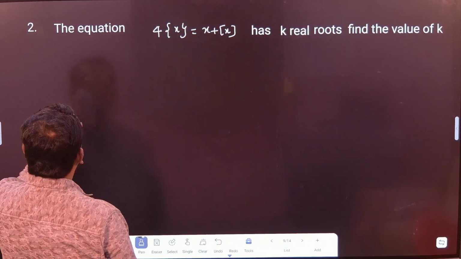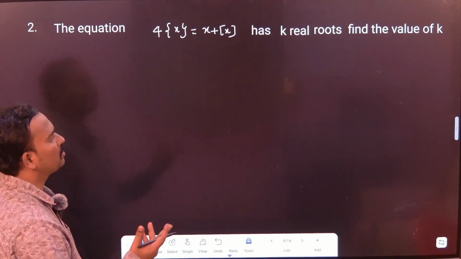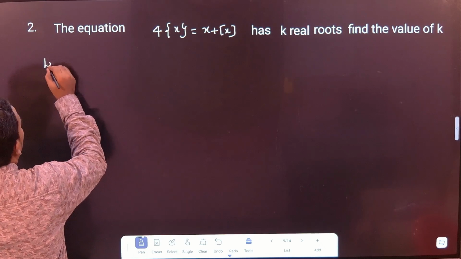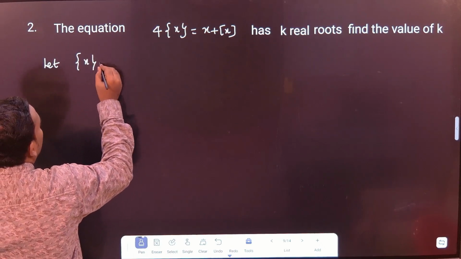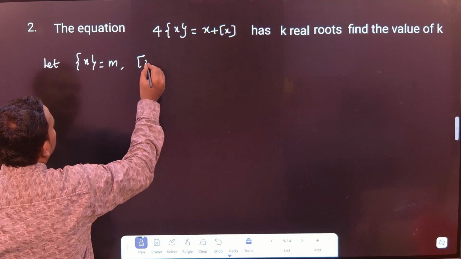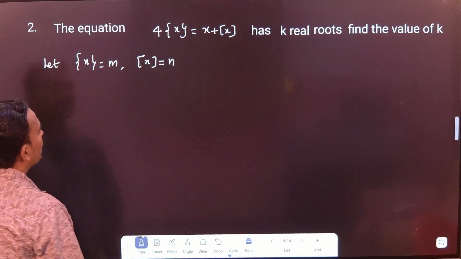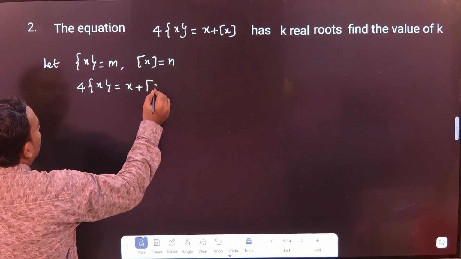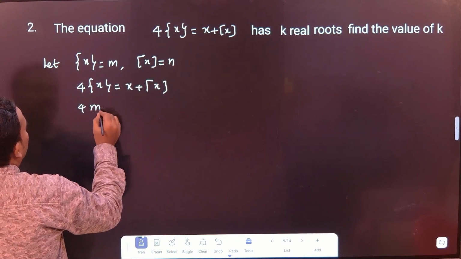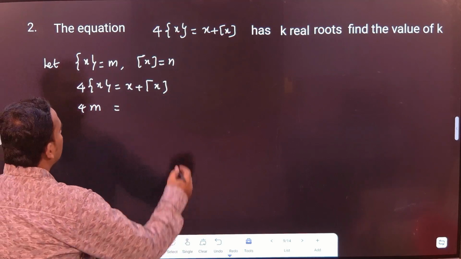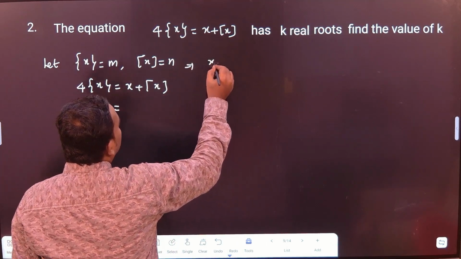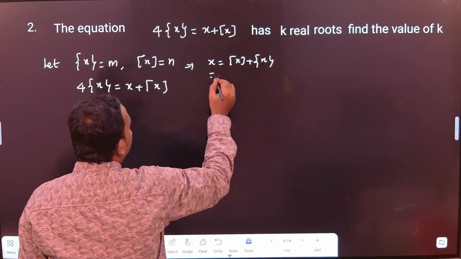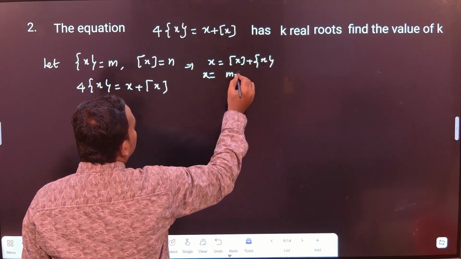You can see the equation has k real roots. Find the values of k. Let me take the same idea. Let the fractional part function be m and the greatest integer function be n. So how to rewrite this? 4 times the fractional part function of x plus the greatest integer function. 4 times m is equal to, how to write x? You know that x is equal to the greatest integer function plus the fractional part function, right? So x is equal to m plus n, right?